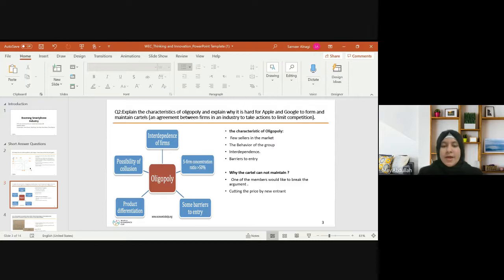Why can the cartel not be maintained among Apple and Google? The first reason is that one of the members would like to break the agreement. The second one is the price cutting by the new entrants.